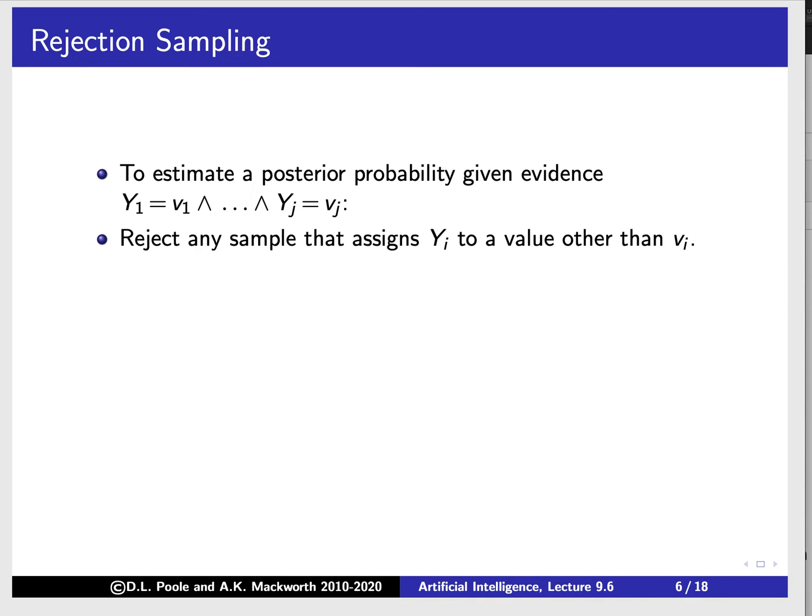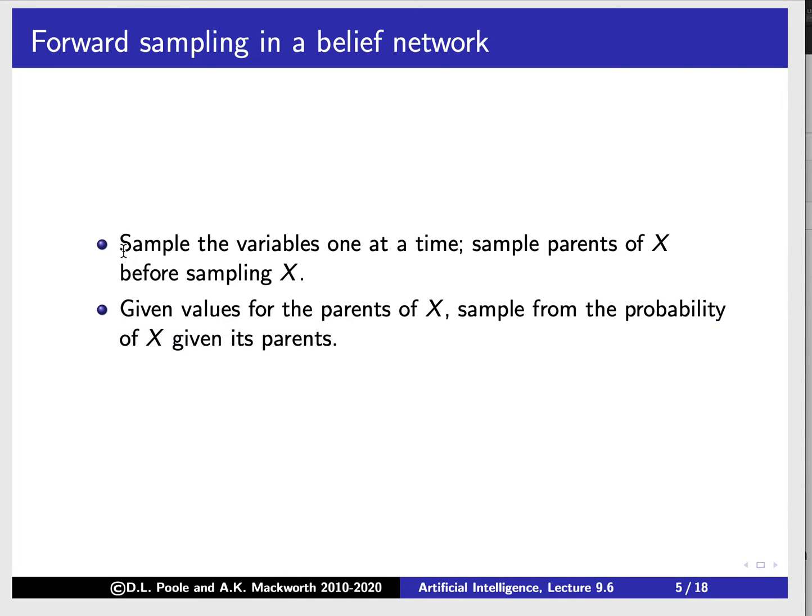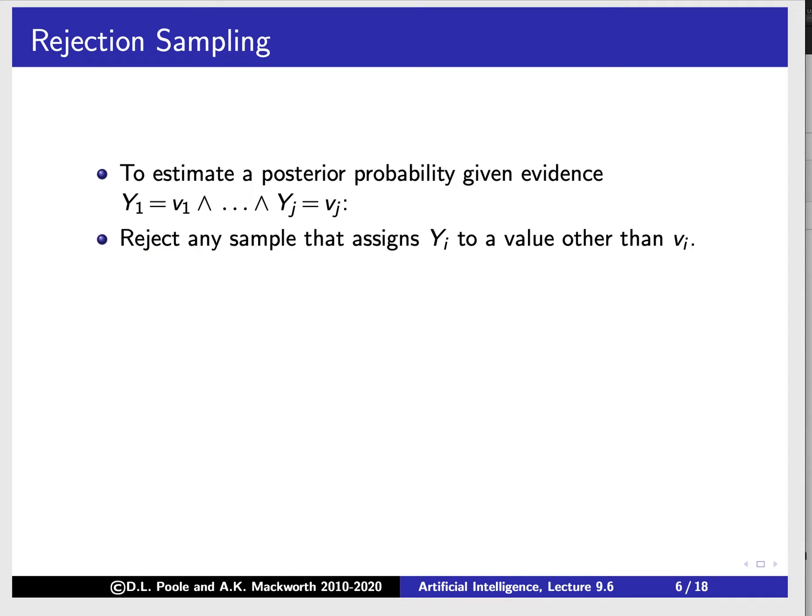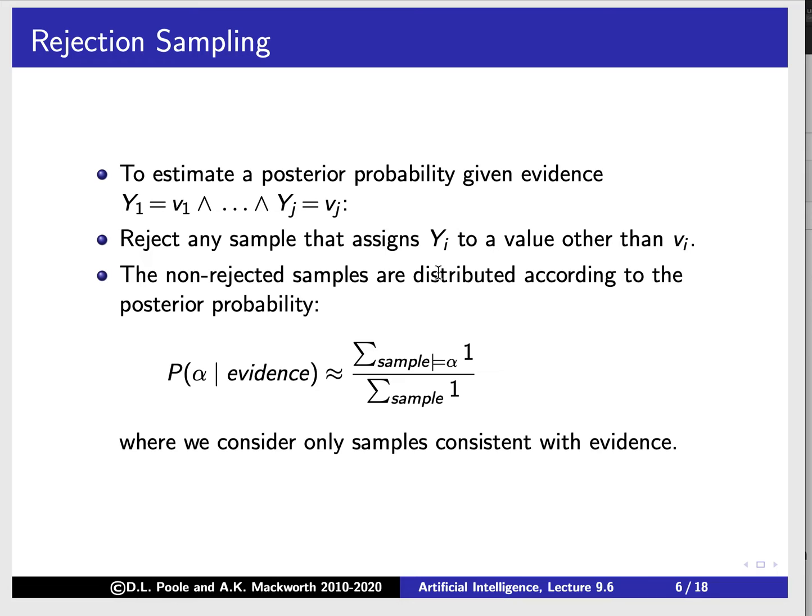All right. But it's not very interesting, right? This just gives the probability of all the variables in a sample. What we typically want to do is to use the posterior probability. You want evidence. So we'd like to estimate the posterior probability of some variable given evidence, say y1 equals v1 and yj equals vj. All we're going to do is to reject any of the samples that assign yi to a different value. So they're all just rejected. And it turns out that the non-rejected samples are distributed according to the posterior probability.